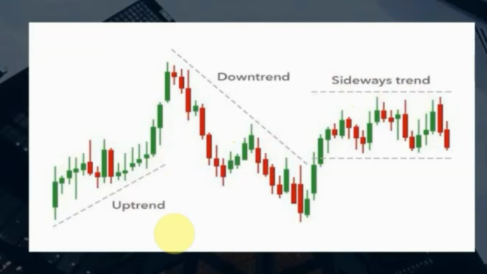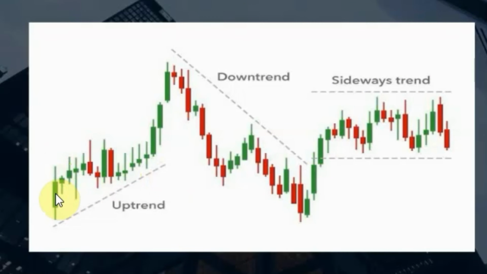Now, as you can see on the screen, this is an image showing you the illustration of uptrend, downtrend, and sideways trend. Sideways trend is also a ranging trend. So it's also another name for ranging trend. Now, like I said earlier, uptrend is when the market makes consecutive higher highs and higher lows. You can see right here, this is an uptrend.